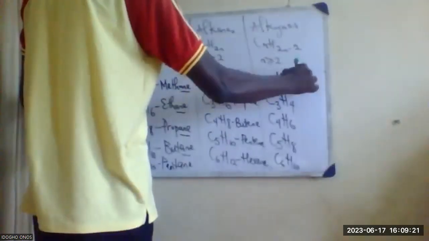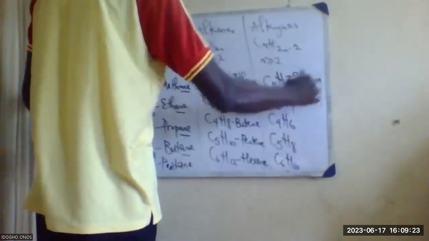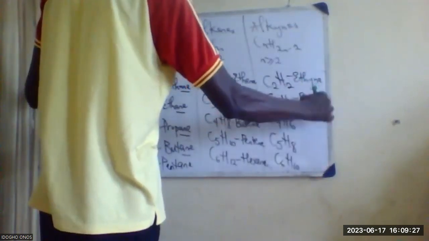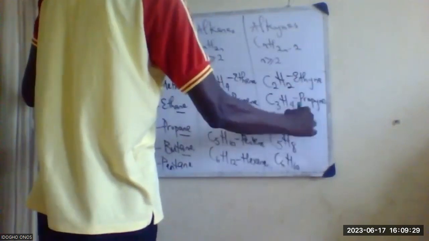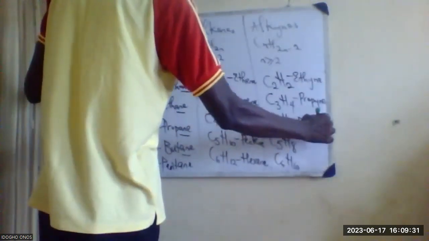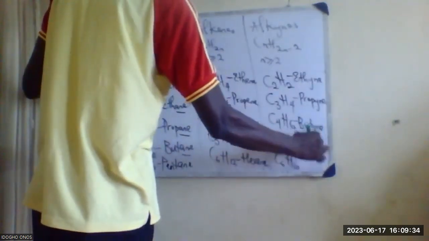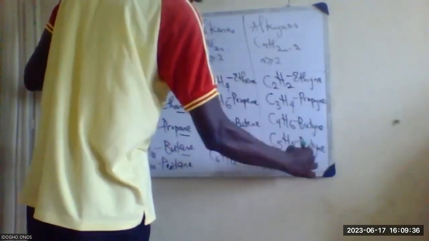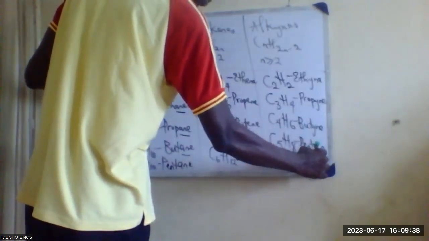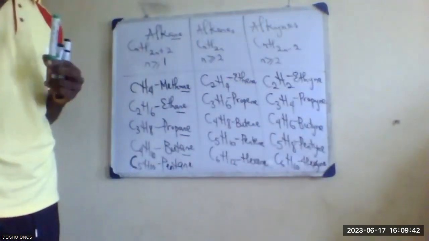Finally, this is ethyne, and all end with YNE: butyne, pentyne, hexyne. Any question? No question.